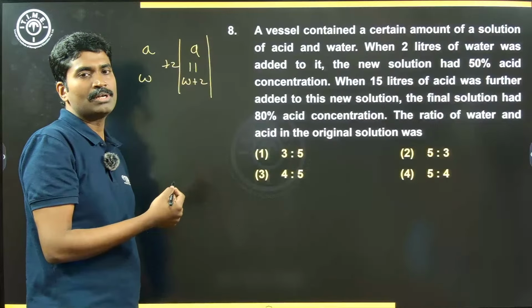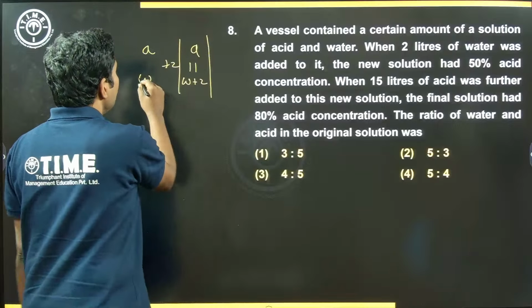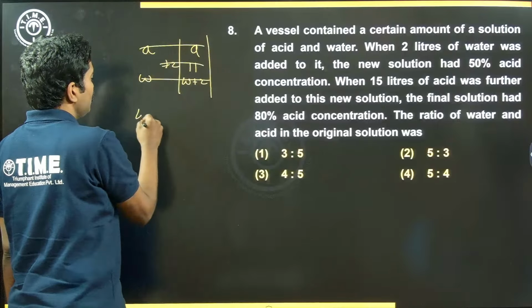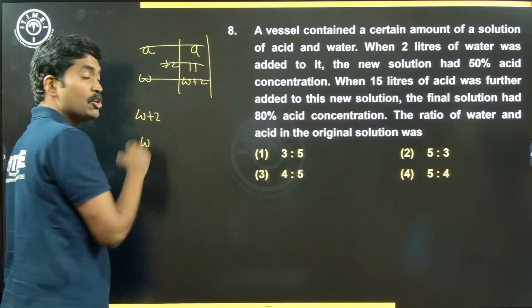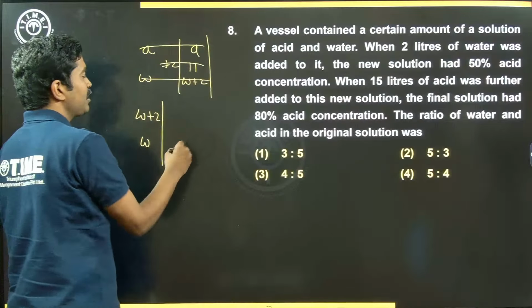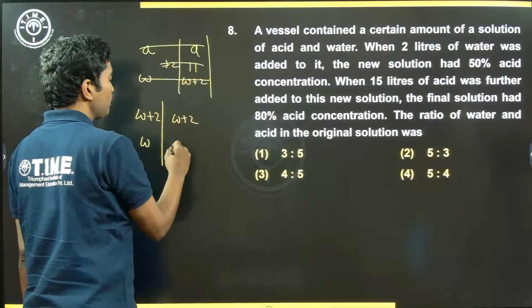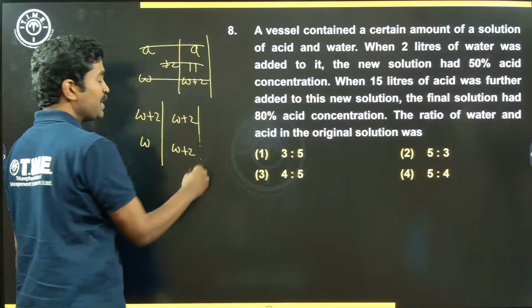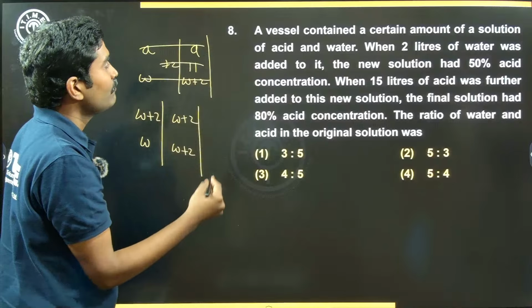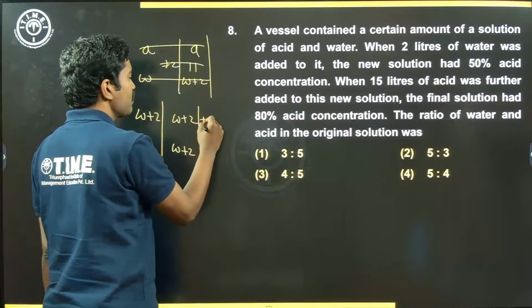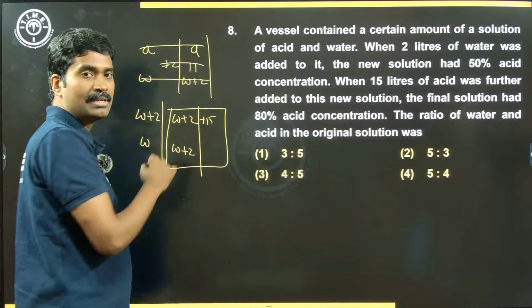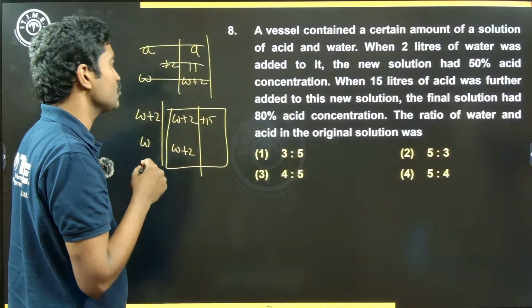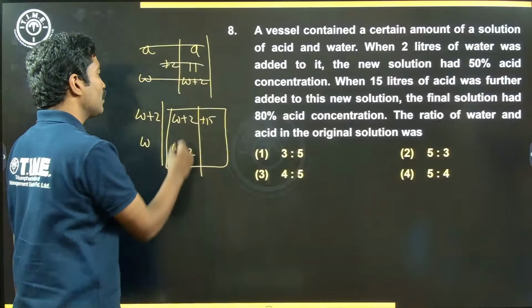A is equal to W plus 2. All right. So I'll simplify this. Initially, there was W plus 2 liters of acid, W liters of water. Okay. We added 2 liters of water. So it became W plus 2, W plus 2, equal 50-50. Then what? 15 liters of acid was further added. What do we have now? W plus 17 acid, W plus 2 water. The final solution had 80% acid concentration.